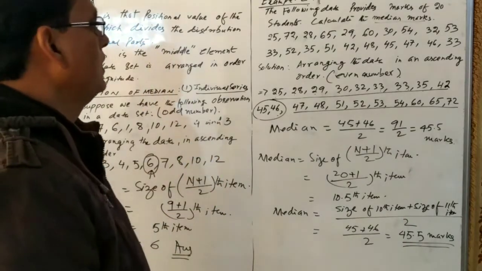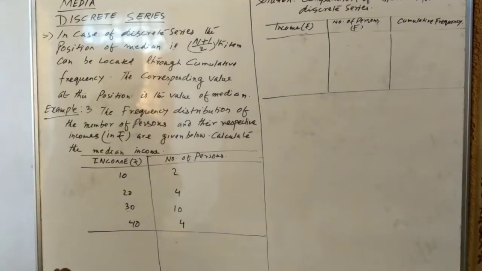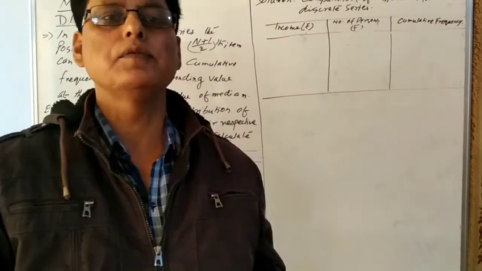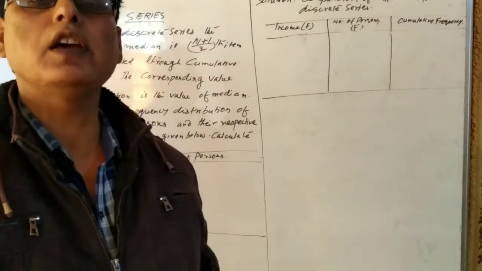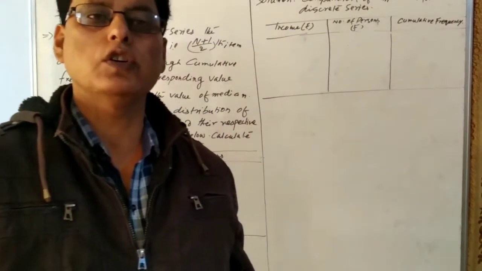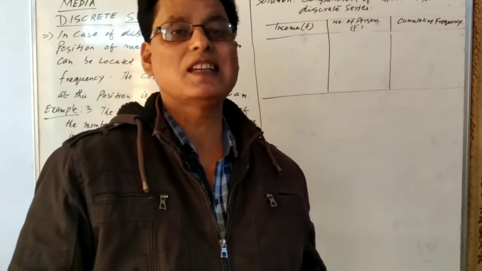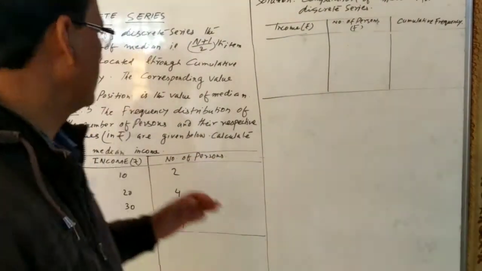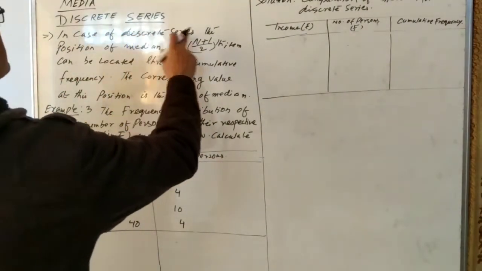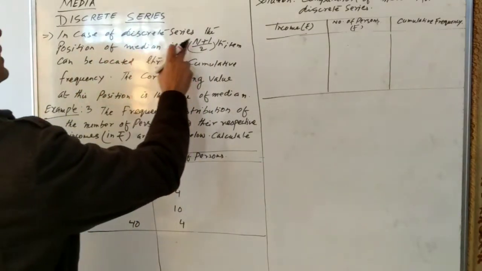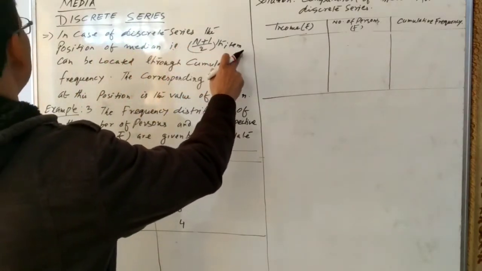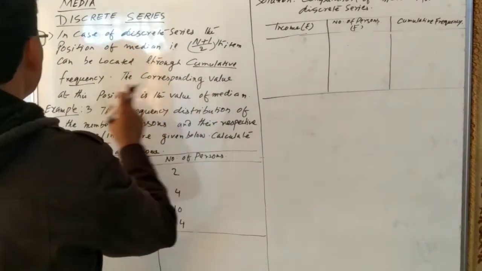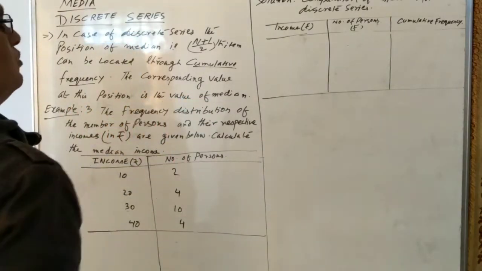Next one is the discrete series. The discrete series are given, it means observations are given and corresponding frequencies are given. Then how can we calculate the median? In order to calculate the median for a discrete series, we have to compute the cumulative frequency. In case of discrete series, the position of median, that is n plus 1 divided by 2th item, can be located through cumulative frequency, and the corresponding value at this position is the value of median.